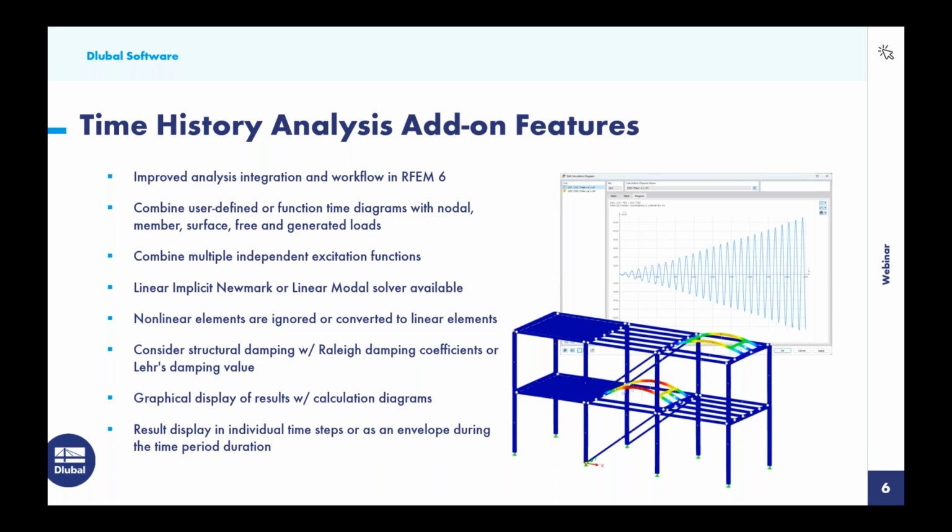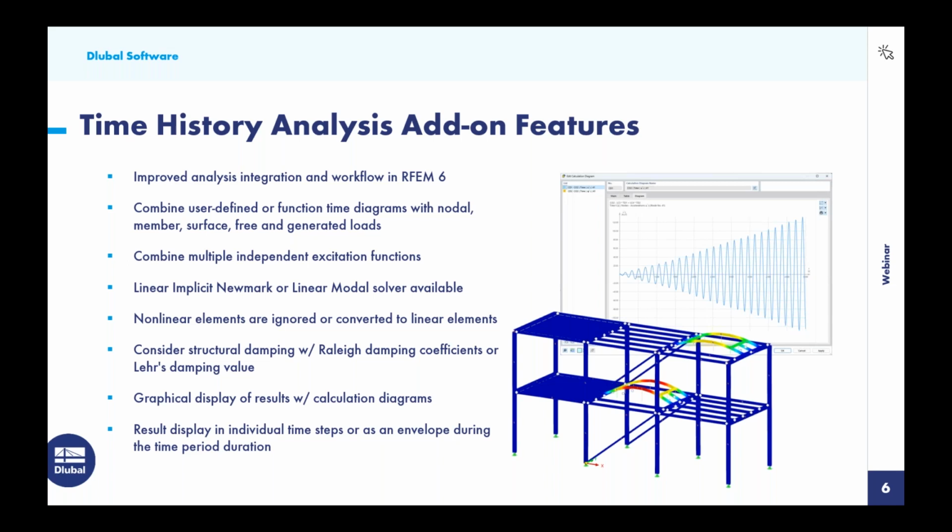So to turn here to the features within the time history analysis, we certainly have improved the integration and the workflow in our new version RFEM 6. And when we compare this to RFEM 5, it was a little bit of a 2-part process, quite a bit different to open up the dialog box, then to define all of the dynamic time history analysis settings. Now you'll see in RFEM 6 a much more fluent workflow where we can better see that add-on integrated in the main program. We can combine user-defined or function time diagrams with nodal, member, surface, free, and generated loads. So the point being that we have the ability here to include many different load types in correlation with these time diagrams. We can also combine multiple independent excitation functions for one analysis. We'll see this with our first example today.